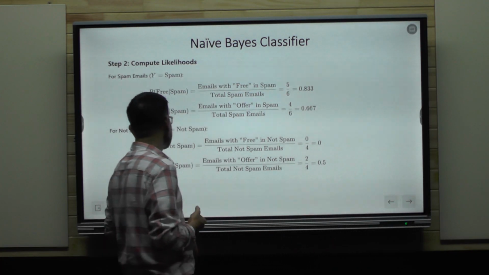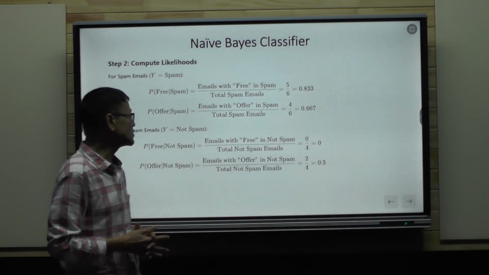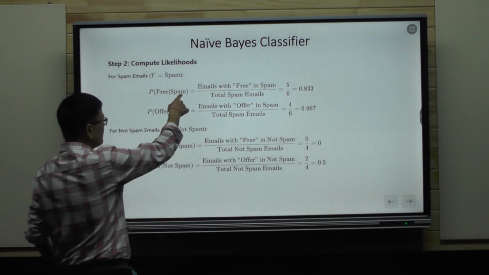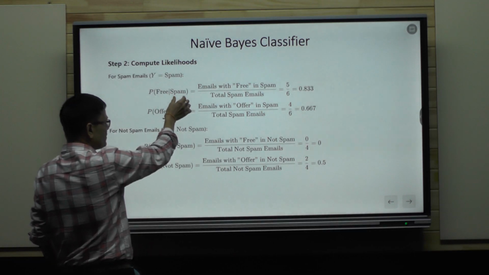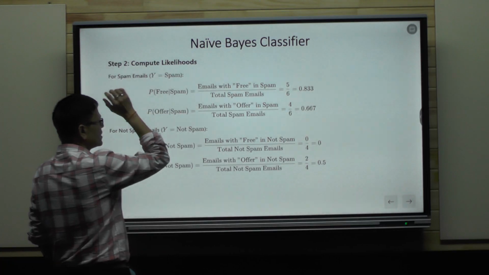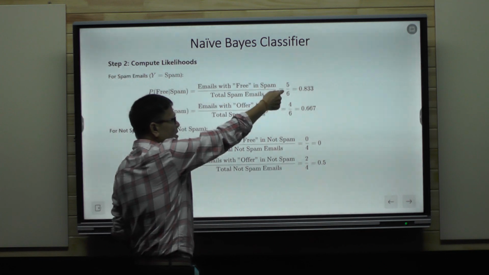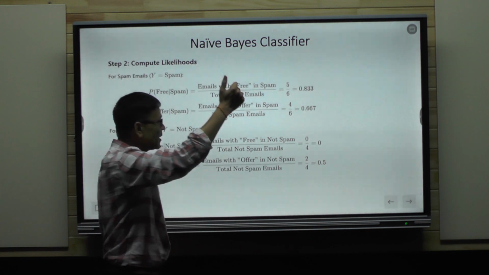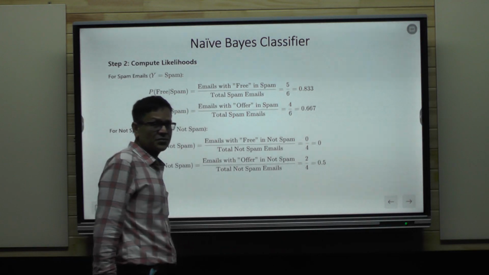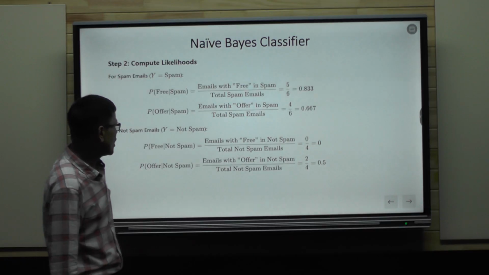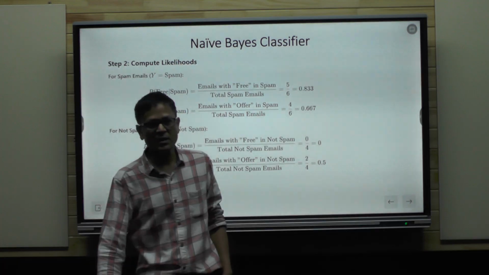Now you compute the likelihoods. The likelihoods are computed for free given spam and offer given spam. The word free is present in the emails classified as spam, and offer is present where we have spam. So emails with free in spam is 5, and total spam emails were 6, so that computes to 0.833. And offer given spam is 4 upon 6, that computes to 0.667.